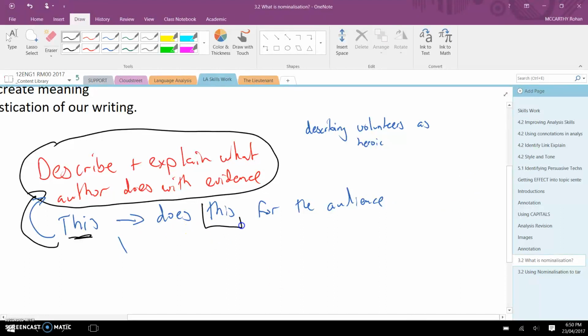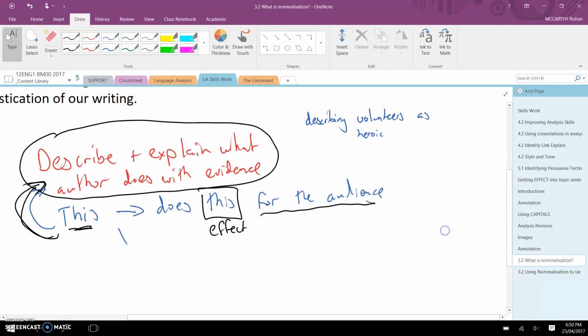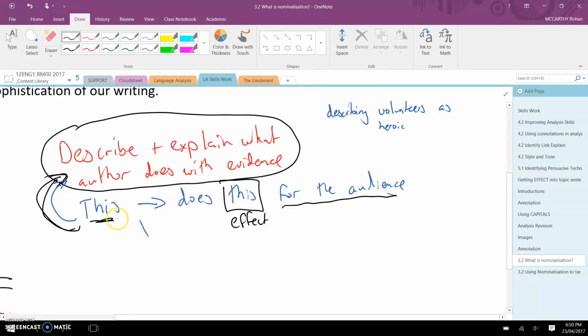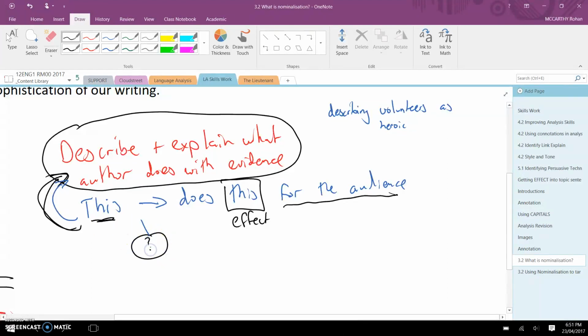So the second "this" here is the effect. What's the effect of this stuff up here? And who is it affecting? It's affecting a specific audience. So what we want to do, in our nominalisation, is put a word in between this and our effect part of the sentence. And the reason we do that is because simple pointing is not very sophisticated. Just sort of saying, oh look, this over here does this stuff over here. What we want to do instead is actually give a name to what we've just described.